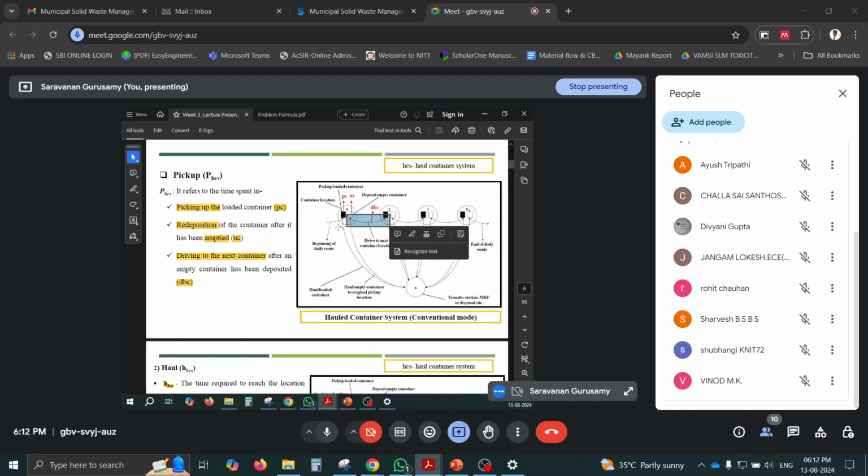So pickup includes the sum of the time required to pick up the container and unload the container, and also the time required to travel between the locations. So these three will give you the pickup time.